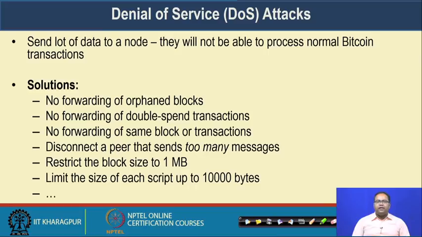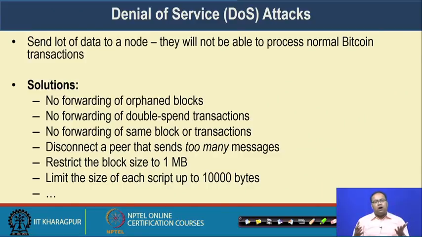To solve this kind of denial of service attack, Bitcoin has a set of rules. You do not forward orphan blocks. Orphan block means the block which has been forked from the main chain. So, if a block does not belong to the main chain, which is the longest blockchain, you do not forward those blocks. Then do not forward double spend transactions. If you have found out that a transaction has already been forwarded, you do not forward it further. Then do not forward the same block or transactions twice. Then disconnect a peer that sends too many messages. If a peer sends you too many messages or too many transactions, then you disconnect that particular peer.